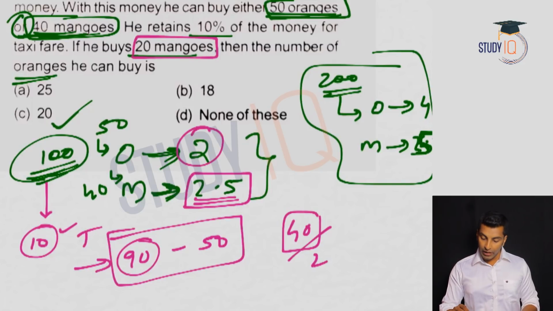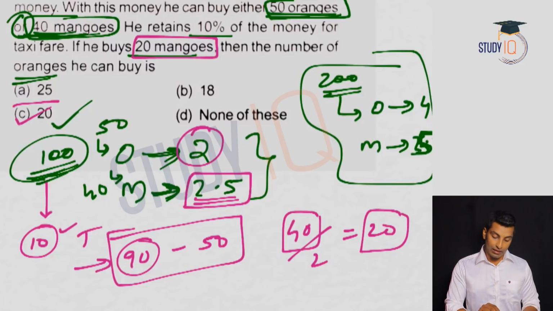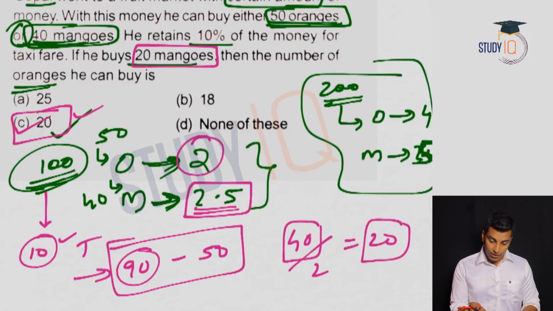So 40 divided by 2, 20. So how many oranges can he buy? He can buy 20 oranges. So the answer for this question is C. I hope you understood this question.